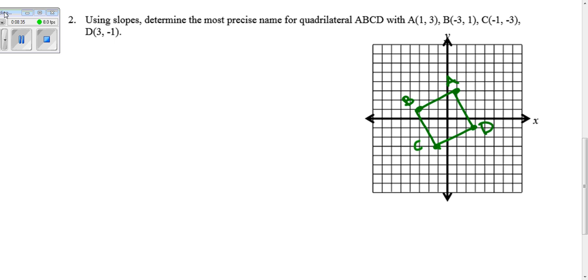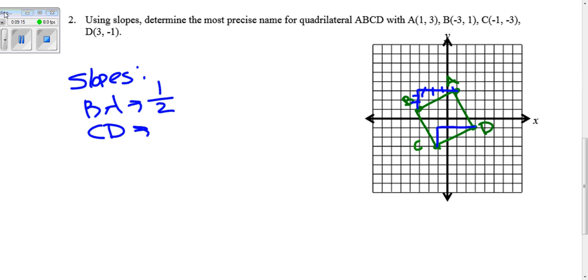Okay, so using slopes, let's first find the slopes of the outsides to determine if it is indeed a parallelogram. Opposite sides have to be parallel, and then we also talk about the angles that they meet at. So the slope of BA is up 2 over 4, which is also known as 1/2. The slope of CD is up 2 over 4, which is 1/2. So those opposite sides are parallel.